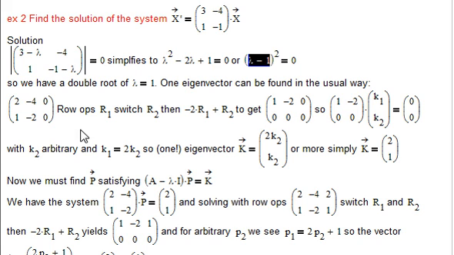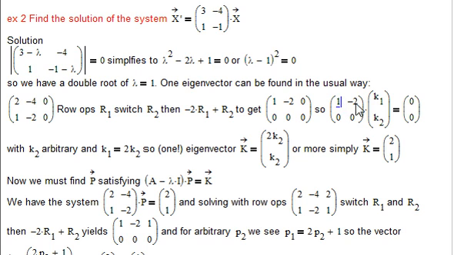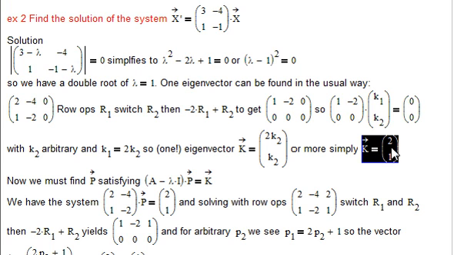So one eigenvector we can find the usual way. Put in 1 here, we get 2, and put in 1 here, we get negative 2, and then row operations. Let's switch rows, and then negative 2 row 1 added to row 2, we get this, and that tells us that we're only going to get one eigenvector, with k2 arbitrary, then k1 equals 2k2, because this says k1 minus 2k2 equals 0. So the eigenvector we get is the eigenvector 2, 1. Oh, I wish we could find 2, but we can only find 1.